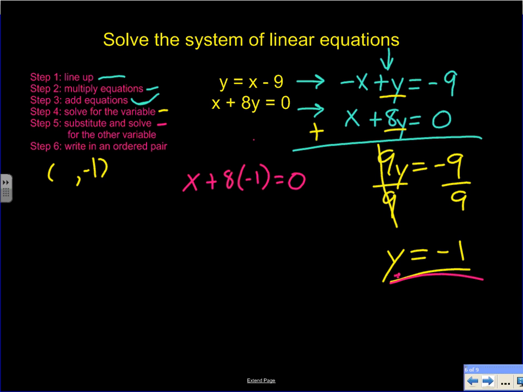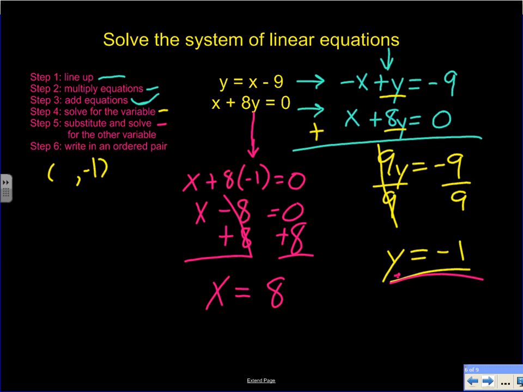We substituted right here for y. Maybe I could go ahead and draw that. Substituted right there for y. And now we know x and 8 times negative 1 will give us a negative 8. And how are you going to get x by itself? Yep. X and 8 aren't getting along again. So 8's going across the road. Hang out with 0. So x is equal to 0 plus 8, which is 8.